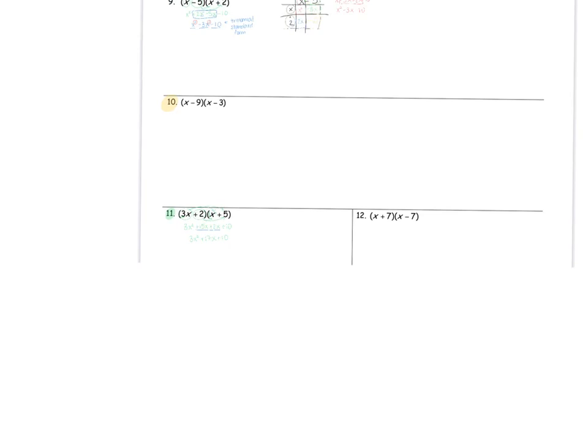That's really it. So the rest of the problems in here you should try. Again, if you have questions, write them down. Try 10 and 12.